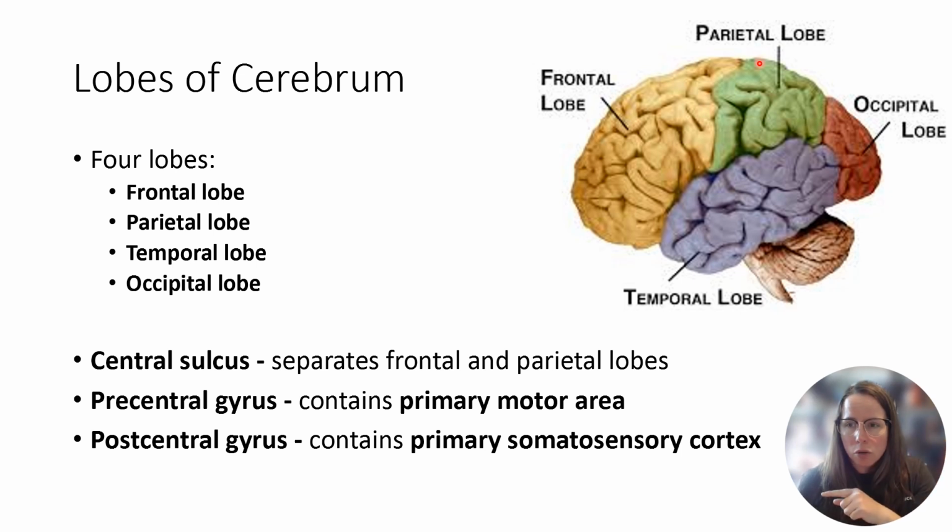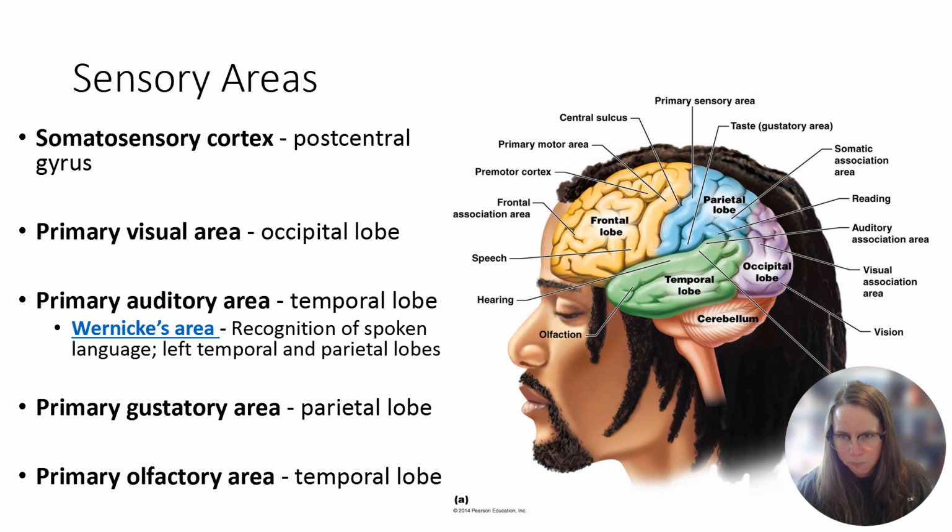The postcentral gyrus is going to have your primary somatosensory cortex. This is where all of the information about, say, I just pinched my finger, the fact that I felt that, is where that information is integrated. So output, input. Now what we're going to do is take a look first at a lot of the sensory areas, and then we'll take a look at some of the motor areas.